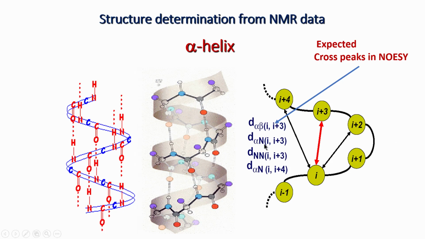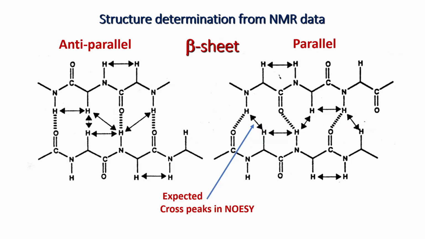Similarly, if the alpha proton of the ith residue gives me a correlation to the amide proton of the i plus 3 residue, then that correlation is a signature of alpha helix. So, these 4 different correlations which are shown here are very important to identify the alpha helical part in a protein. Remember, again we are not looking at the full 3D structure here, we are only looking at the secondary structure.